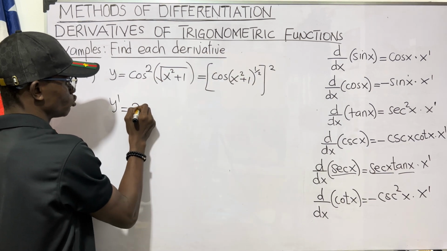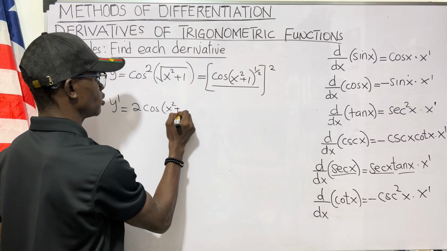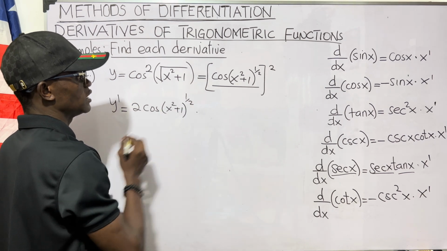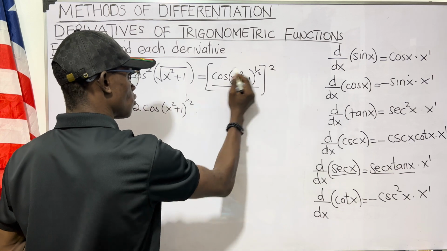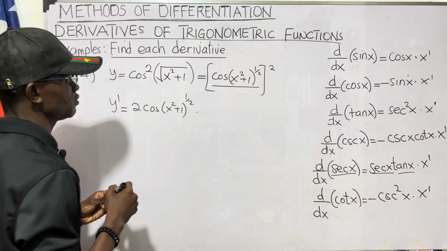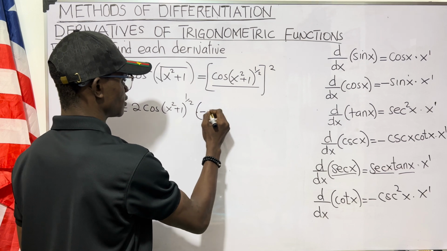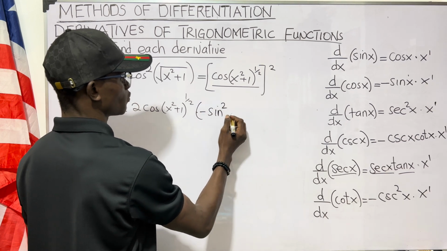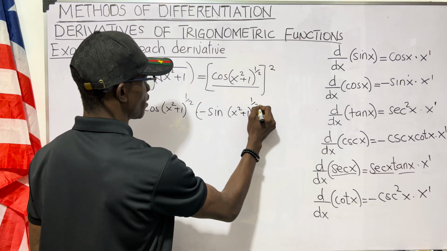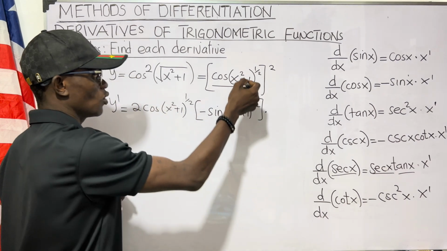So y prime equals 2. We rewrite this expression, cos of x squared plus 1 raised to the power 1 over 2, times the derivative of cos of what is within here. This expression, right? So what is the derivative of cos? The derivative of cos is minus sine. So it's minus sine of x squared plus 1 raised to the power half. Remember, it is the same angle you are using, times the derivative of the angle.